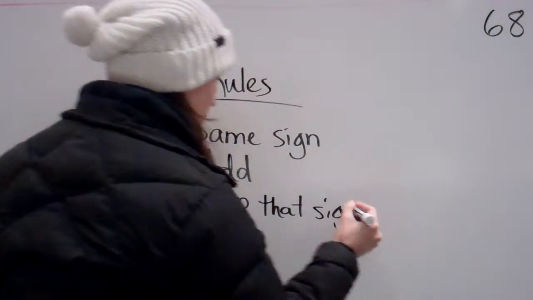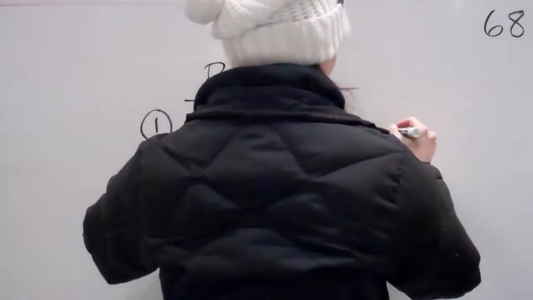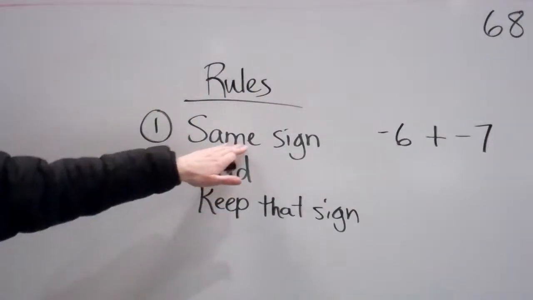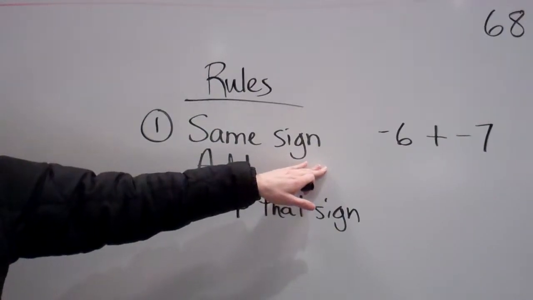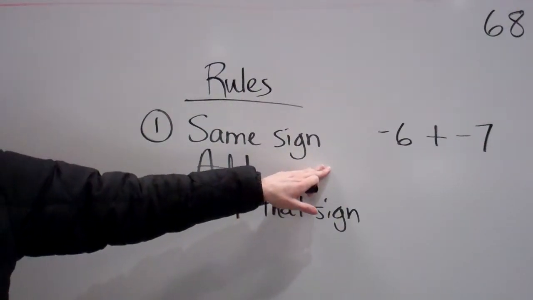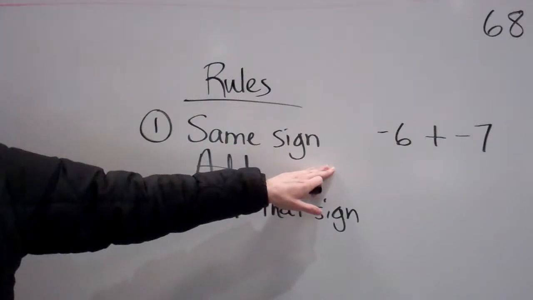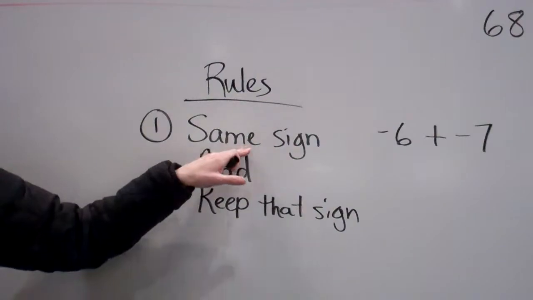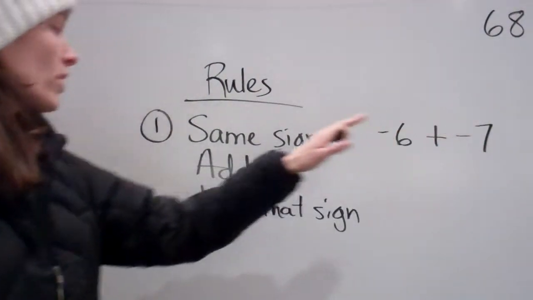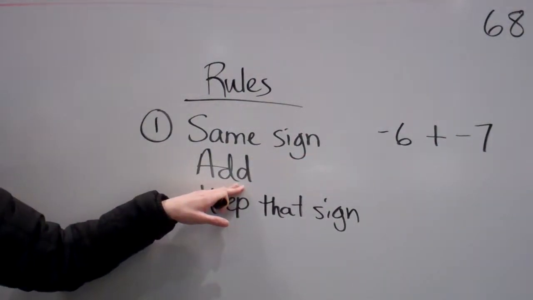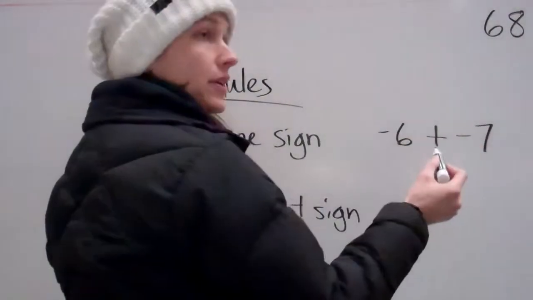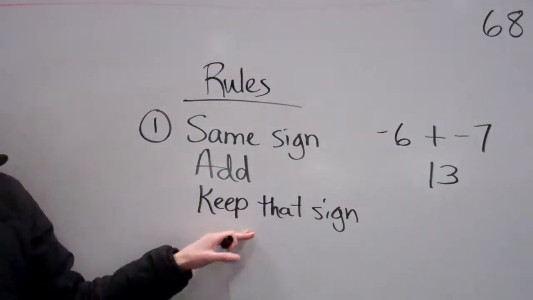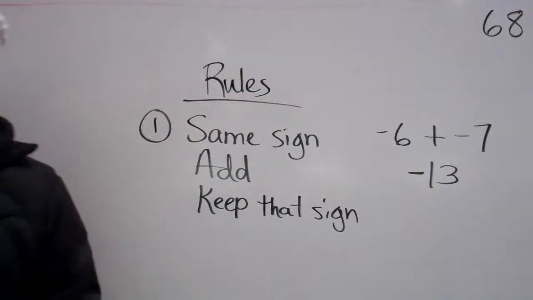For example, -6 plus -7. Okay, do I have same signs? Gracie? Same signs, so like the negative? Yes. Signs meaning positive or negative, okay? So do I have the same signs here? Yes. So what am I supposed to do? Then add them. Okay, what is 6 plus 7? 6 plus 7 is 13. Very good. And then what am I supposed to do? Keep that sign, negative. Does everybody understand?